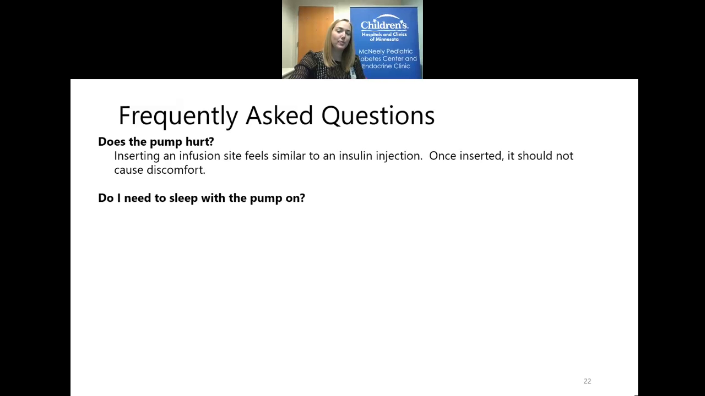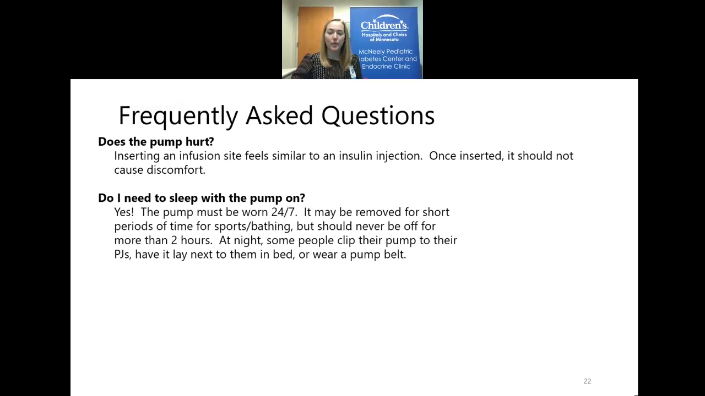Do you need to sleep with your pump on? Yep. Our pump, we are wearing 24/7. We need that basal rate. We need it in the background. Again, we can remove that pump for short periods of time, but it should never be off for more than 2 hours. That's cutting it way too close to having all insulin out of the body.